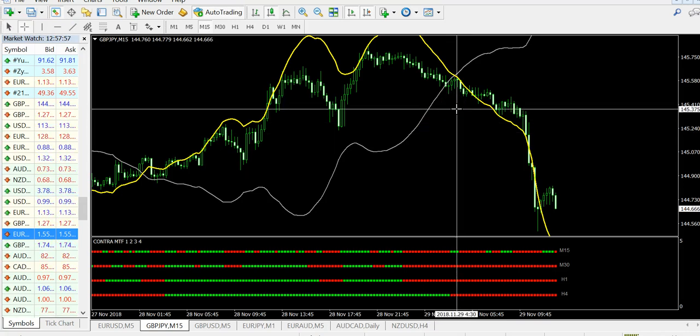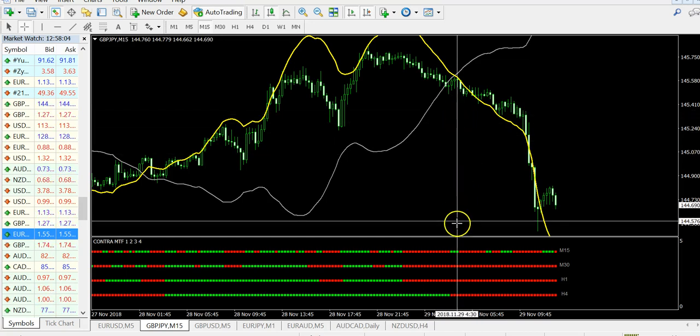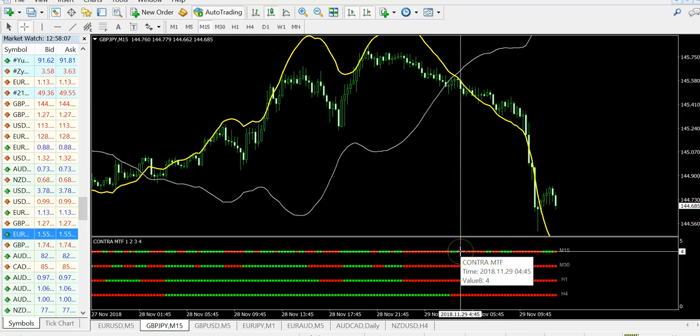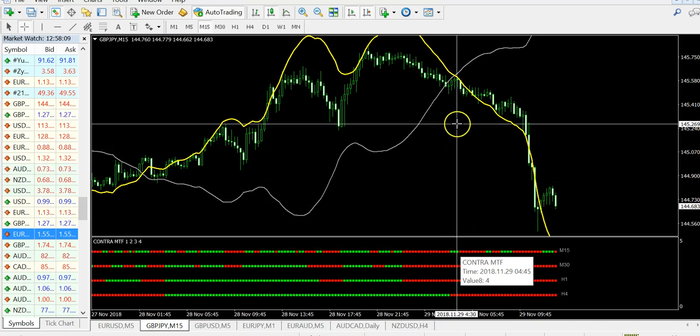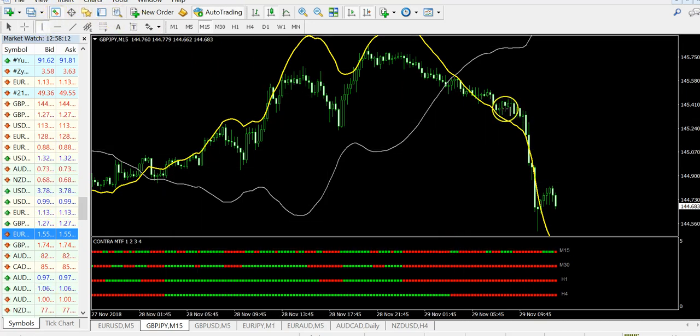here we are looking for entry. You see, entry. For entry we need to have all four of these be red. So you will not immediately enter the trade without this confirmation, you see. So in that moment you will enter the trade.